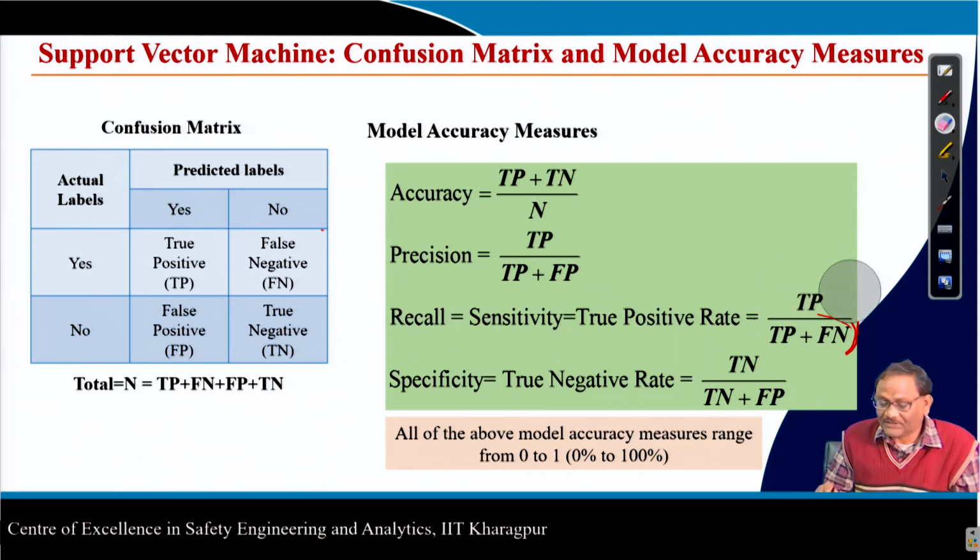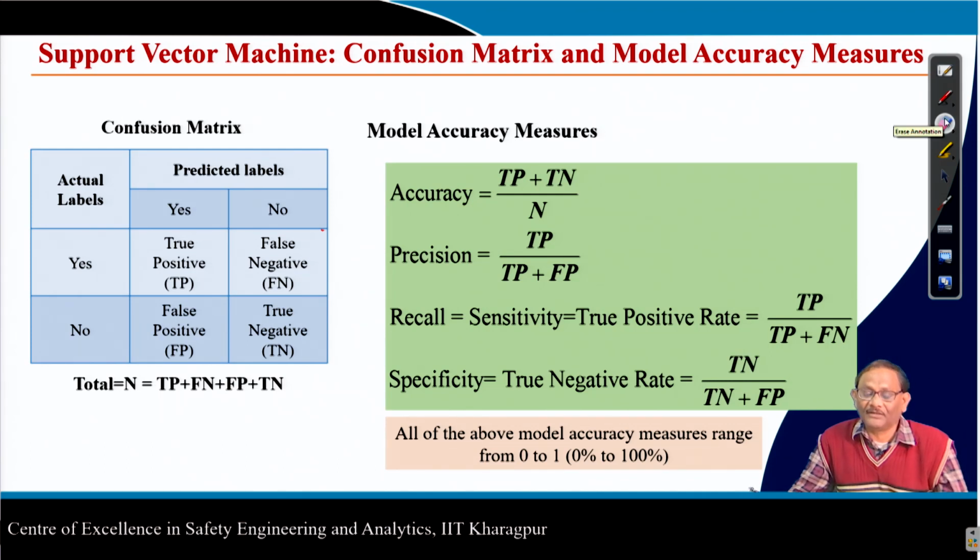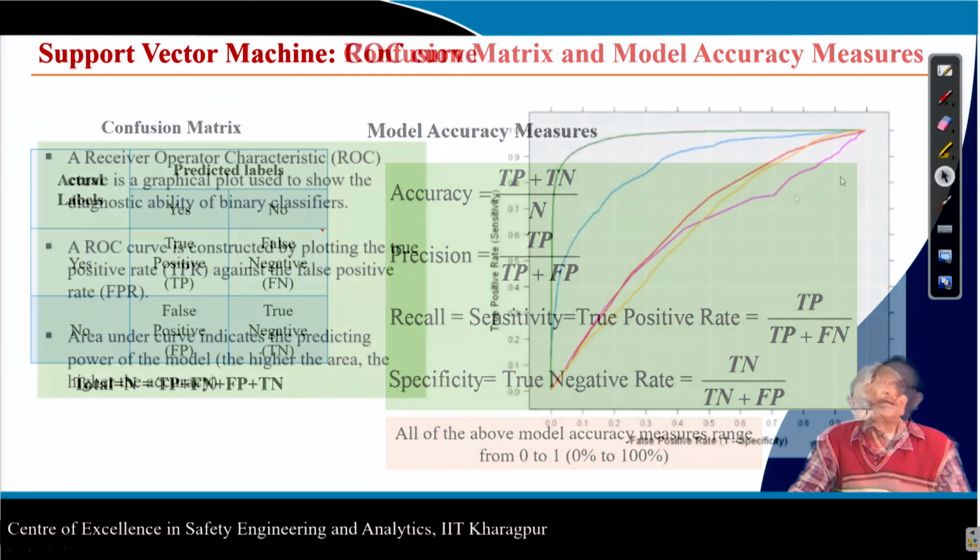Apart from this, there are the F1 score and some more measures. You can Google it, or you may get all those things from other books. These measures range between 0 and 1, and obviously the higher the value, the better the model.